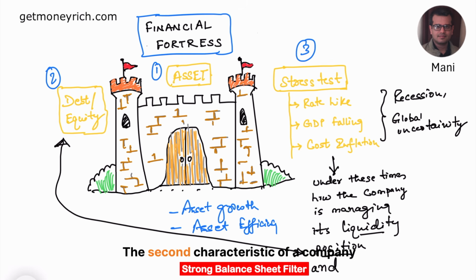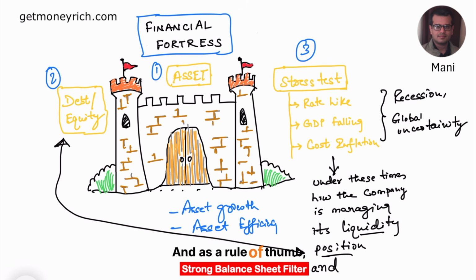The second characteristic of a company is its debt utilization. A company can do a fair business, but in order to do that business, if it has to undertake too much debt, it is not good. It makes the business too risky. So an optimum level of debt equity ratio must be maintained by the company.